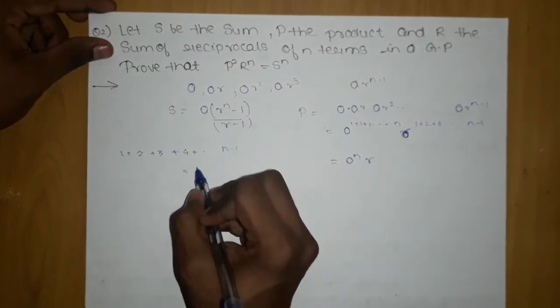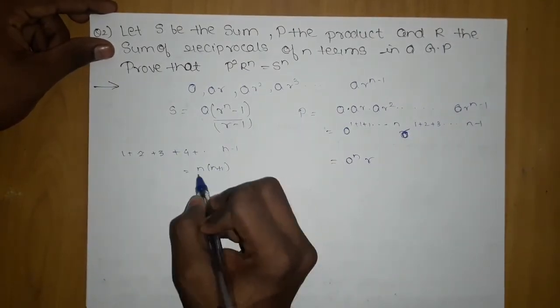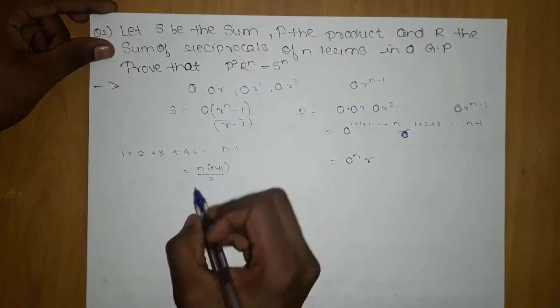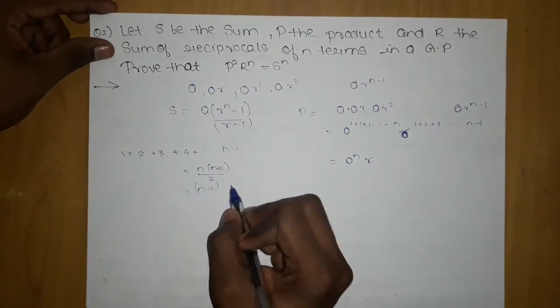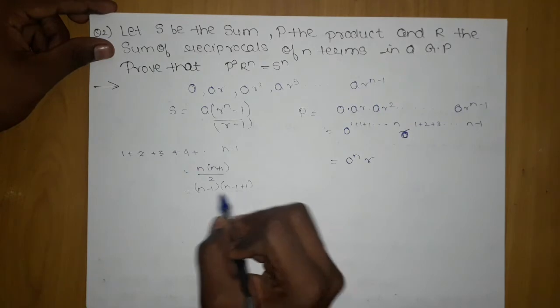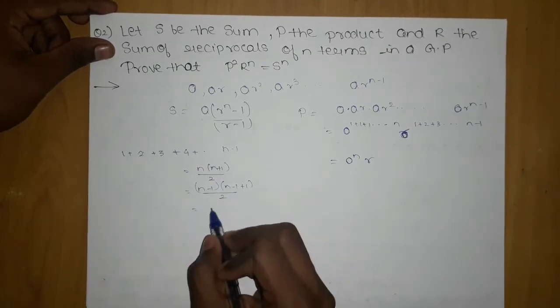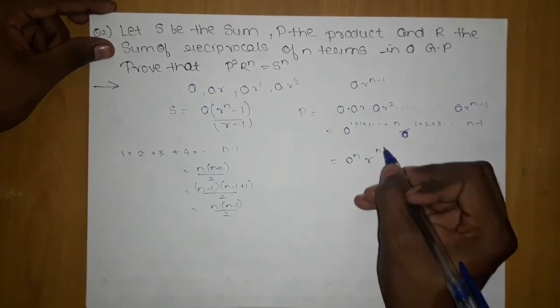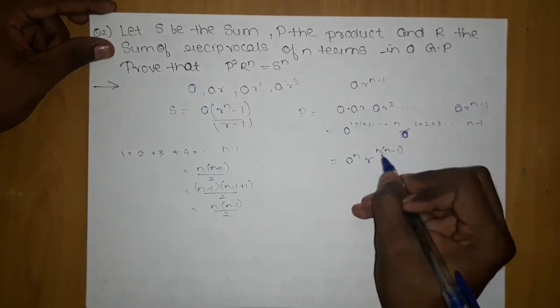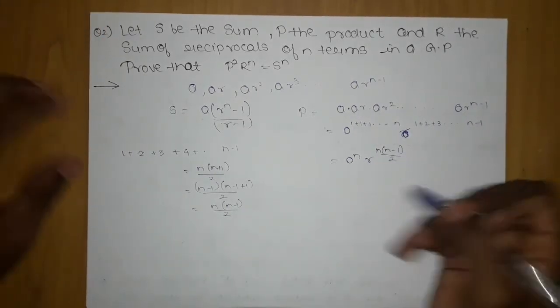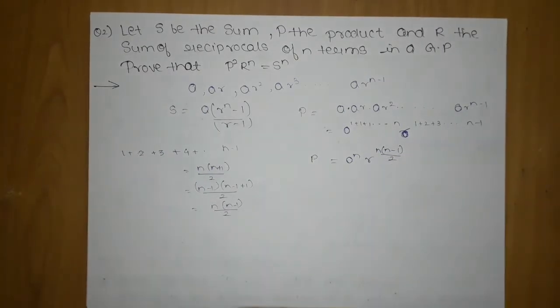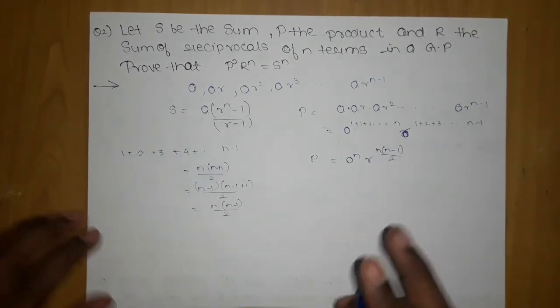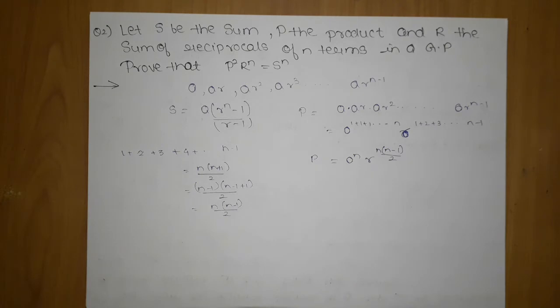Like the sum of these numbers, whatever its value is, n into n plus 1 by 2. Here the last term is n minus 1, so let's put n minus 1 into n minus 1 plus 1 upon 2. Just remember this formula, and we get n into n minus 1 by 2. So r power will be n into n minus 1 by 2. So we got our P. One more job is done.